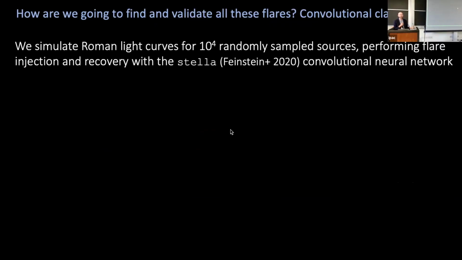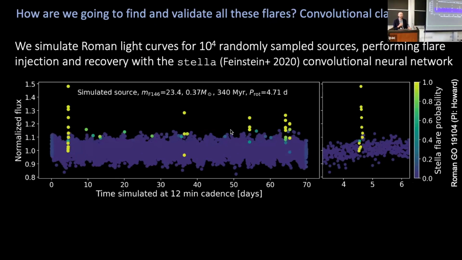So the flares are there, but how are we going to find them? There's a bit of a needle in a haystack problem with 25 million sources and close to 500,000 flares. As you may have guessed, the answer is machine learning. And so we simulated about 10 to the 4 Roman time series at 70-day sequence, 12-minute cadence, and then looked for the flares within those simulated data sets with the Stella pipeline, which is a convolutional neural network flare classifier that was originally designed for TESS and has been very effective on that data set.